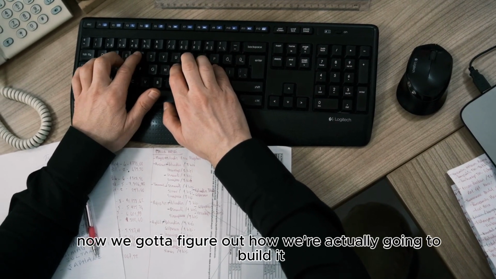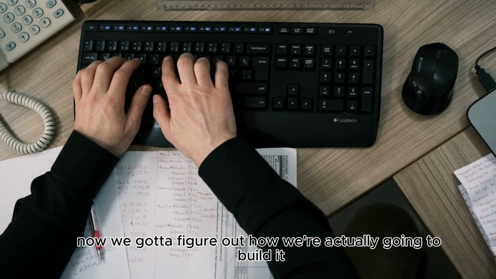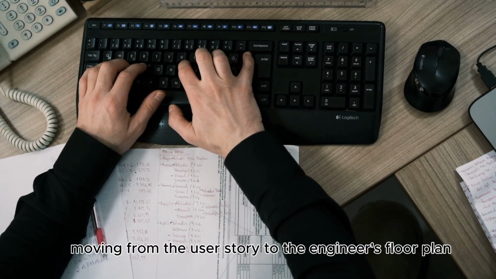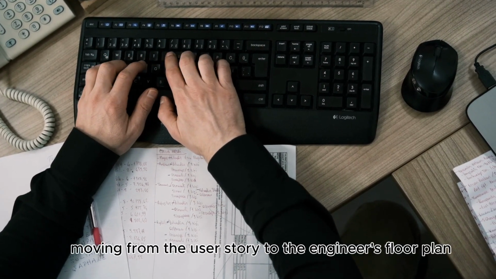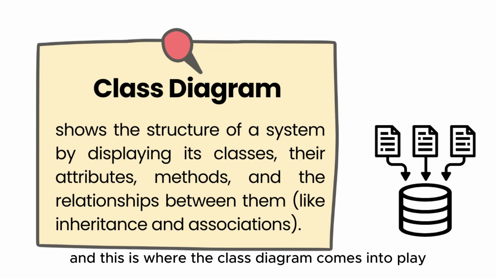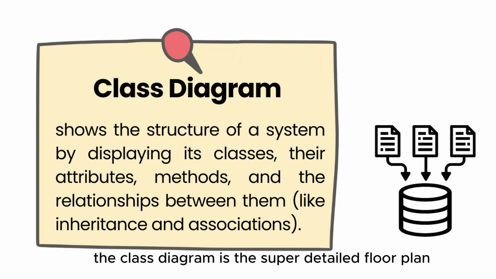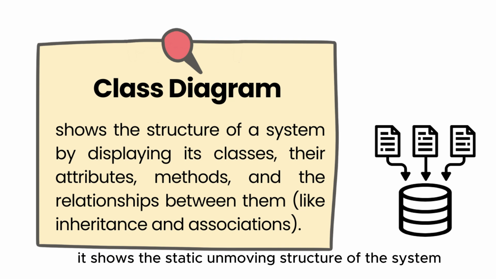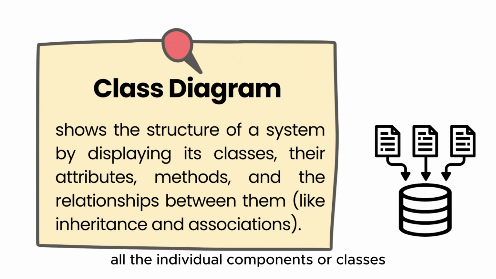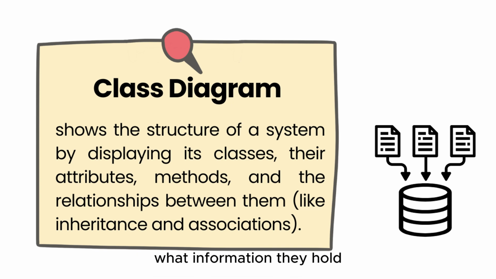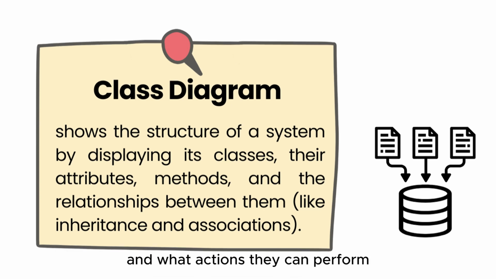All right, so we know what the system needs to do for the user. Now we've got to figure out how we're actually going to build it. We're shifting gears now, moving from the user's story to the engineer's floor plan. Let's see how that looks. And this is where the class diagram comes into play. If the use case diagram was our high-level concept sketch, the class diagram is the super detailed floor plan. It shows the static, unmoving structure of the system, all the individual components, or classes, what information they hold, and what actions they can perform.